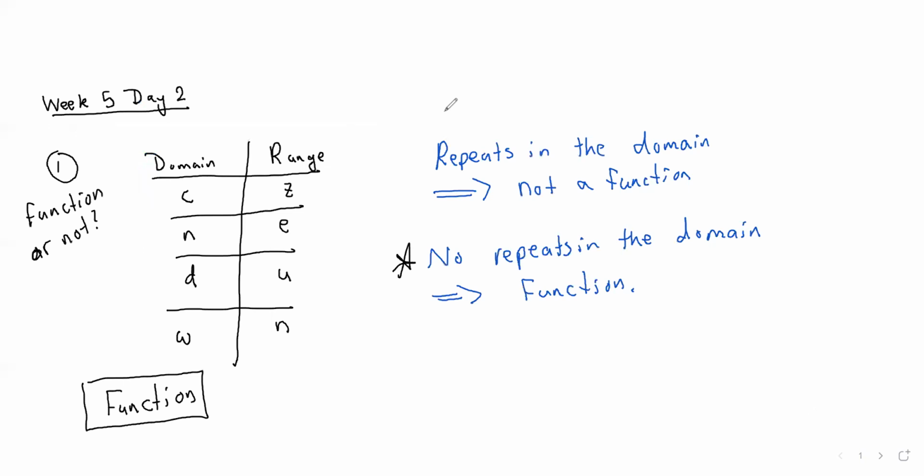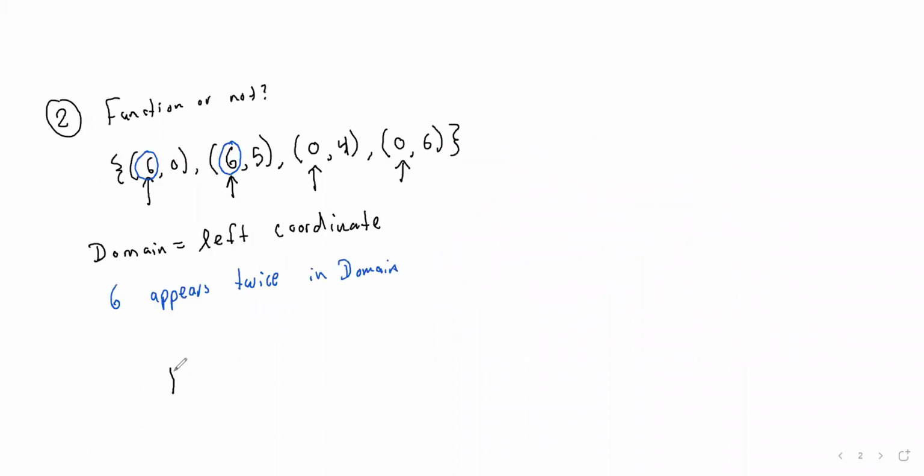So by this rule, we have a repeat in the domain, 6 is repeated twice. Therefore, this is not a function. So our answer here is not a function. Because as you see, the left side of the coordinate being the element of the domain, 6 appears twice. And you can also see the 0 appears twice. So you could also have 0 being twice, and it's not a function.